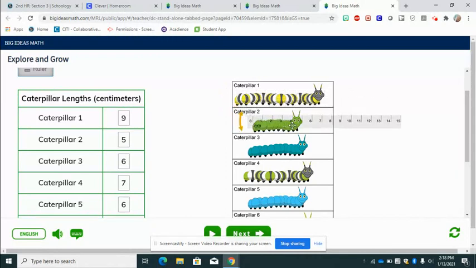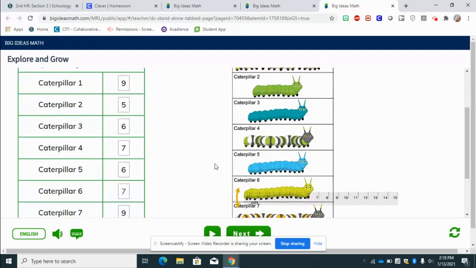Caterpillar 2, we're going to start at the 0, and this caterpillar is 5 centimeters long. Caterpillar 3, if we start at the end with 0 right here on the edge, it stops at the number 6, so this caterpillar is 6 centimeters long. Caterpillar 4 is 7 centimeters long. Caterpillar 5 is 6 centimeters long.